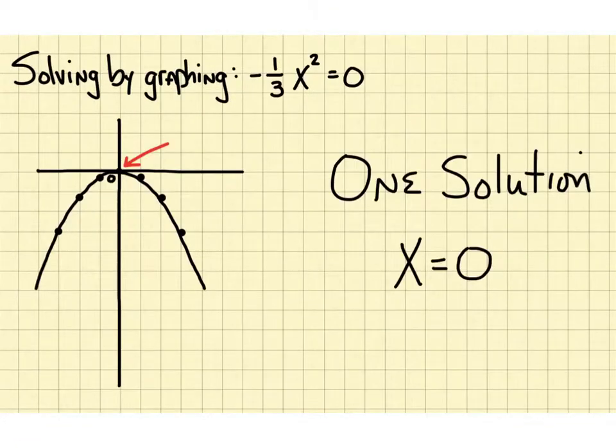Sometimes you're going to have parabolas that only cross at one point. For example, if I graphed negative 1/3 x squared equals y, or in this case equals 0, because I swapped out the y and the 0, I would find that the parabola touches at exactly one spot, which is the origin. It has only one solution, and that solution is x equals 0. If I put 0 into this equation, it would work, but that's the only number that's going to make that equation work. That's what I mean by a solution.